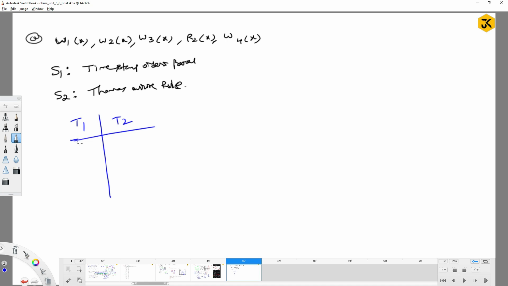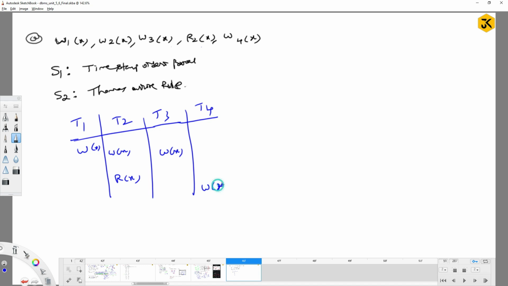Try to note down: write of x, write 2 of x. If I say T3, write of x. If I say T4 is there, after write 3 of x there is a read 2 of x. Read 2 of x, then write of x. Now with this example, can you understand? Is it a timestamp ordering protocol?